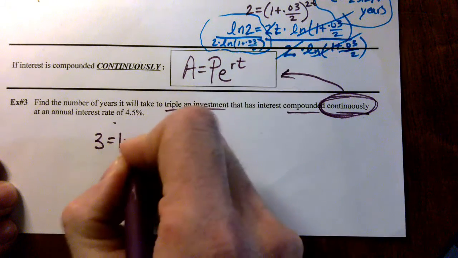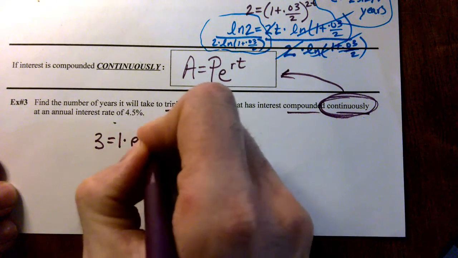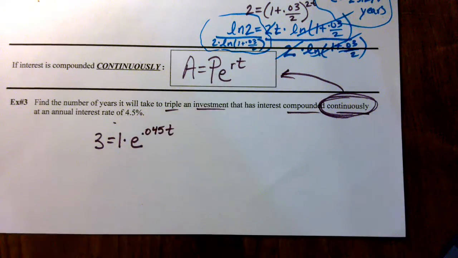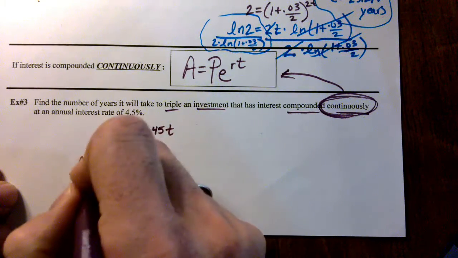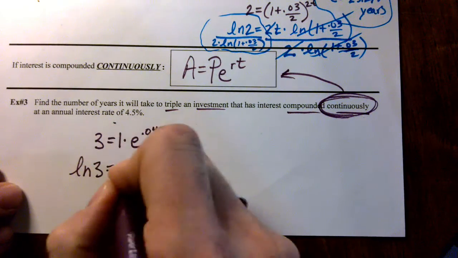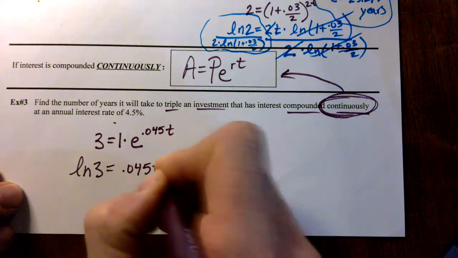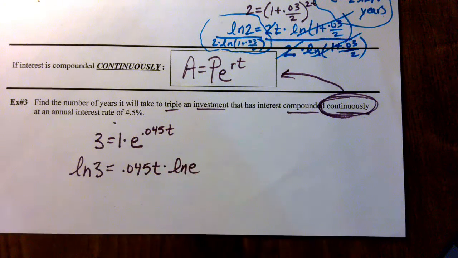3 equals 1 times e raised to 0.045 t, with unknown time t here. Okay, so what do we do? Natural log of both sides. Natural log of 3 equals 0.045 t times the natural log of e. All right, now this is the first time we have seen this, but I want you to know that the natural log of e is literally 1.